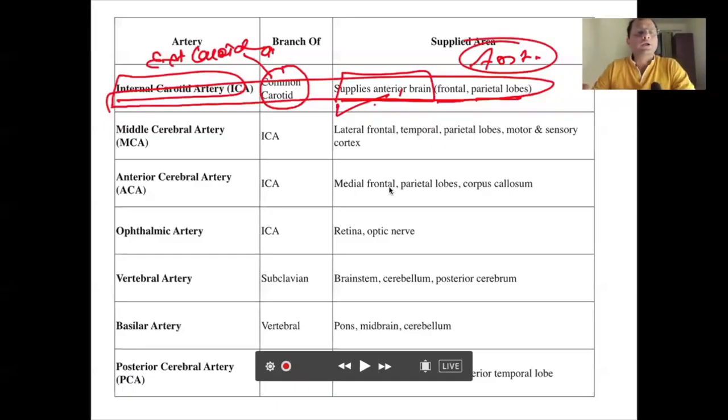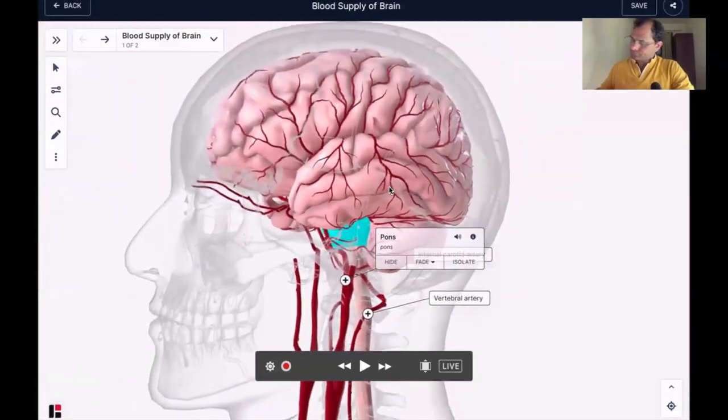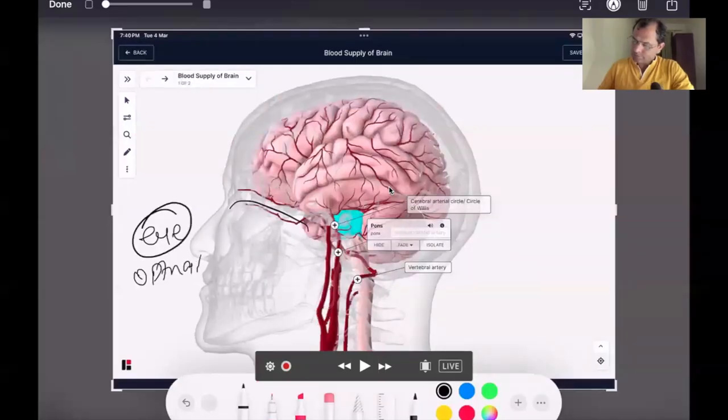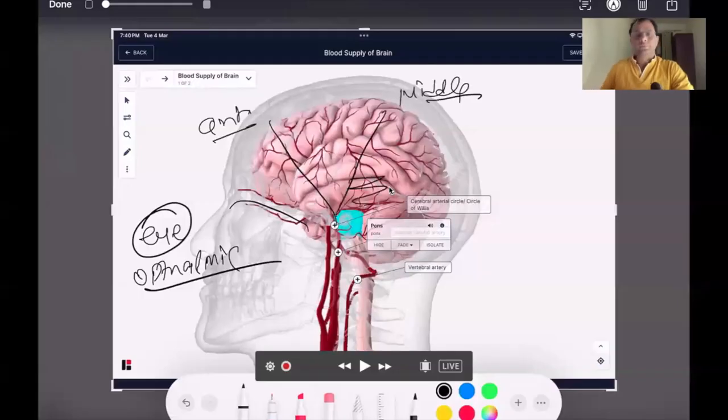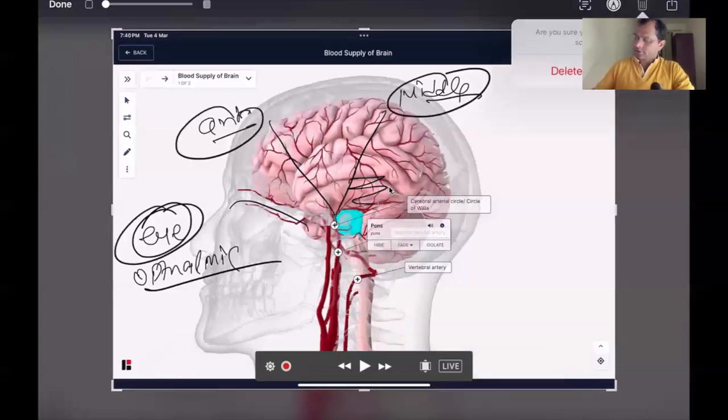Now, internal carotid artery having two branches. अभी हमने बात की कि इंटरनल कैरोटिड आर्टरी की थ्री ब्रांचेस हमने बताया आपको। One going toward the eye, ophthalmic branch. One going in the anterior brain. One going in the middle brain, middle or lateral brain. So let's see these three branches of the internal carotid artery.